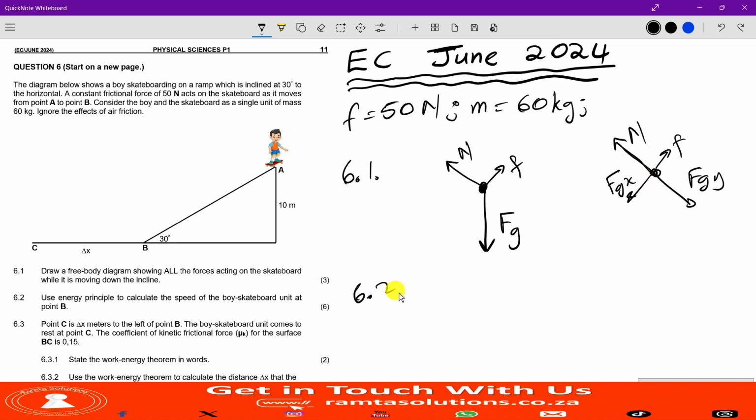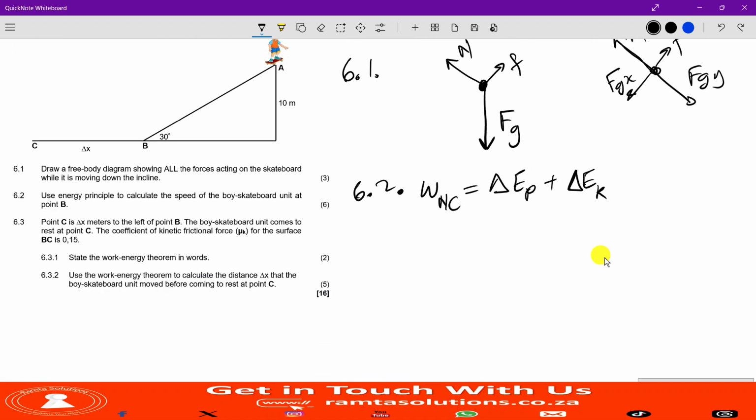6.2, use energy principles to calculate the speed of the boy-skateboard unit at point B. So we're looking for the velocity at point B. When it's like this, I like using the work done by non-conservative forces formula. W_nc is equal to change in potential energy plus change in kinetic energy. Remember, this formula is provided in your data sheet.